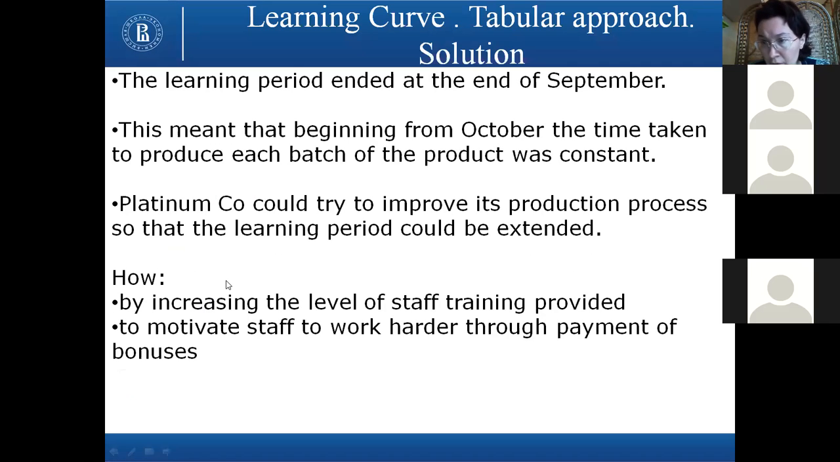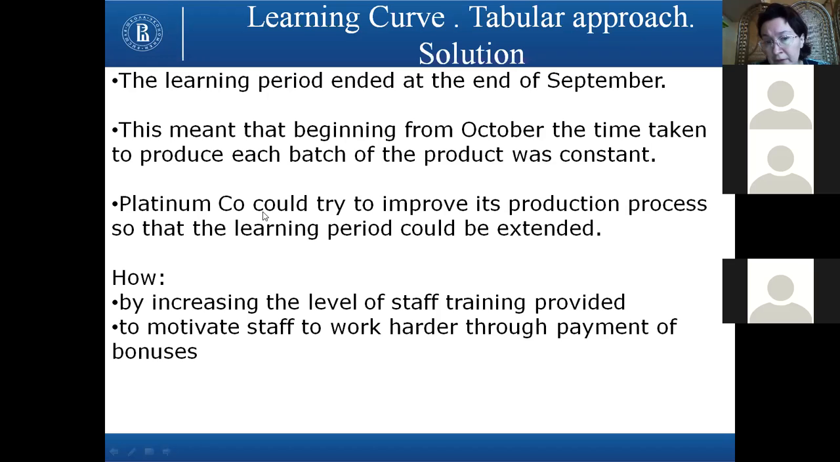But looking at our table with the results of our calculations, we can see that the learning period ended at the end of September. So we can answer our question about the period of learning. The learning period ended at the end of September. And what does it mean? It means that beginning from October, the time taken for producing each batch of the product was constant.